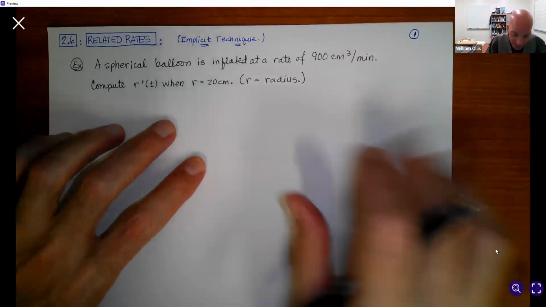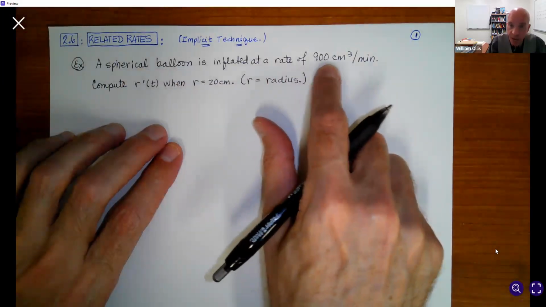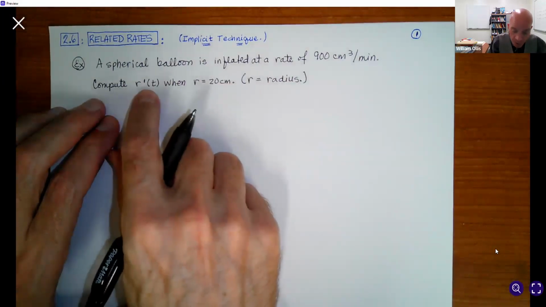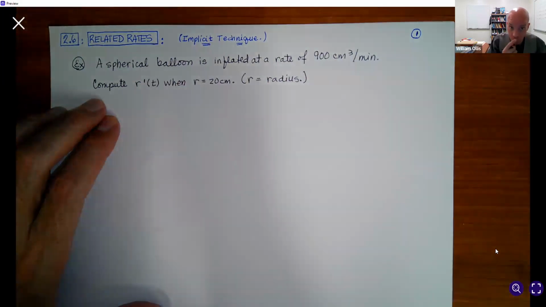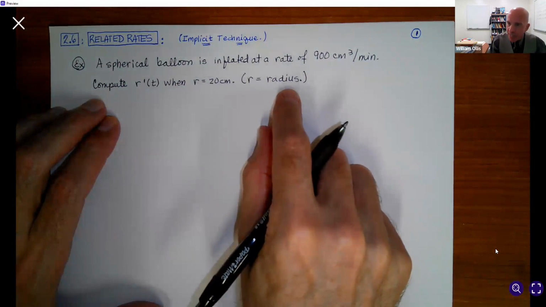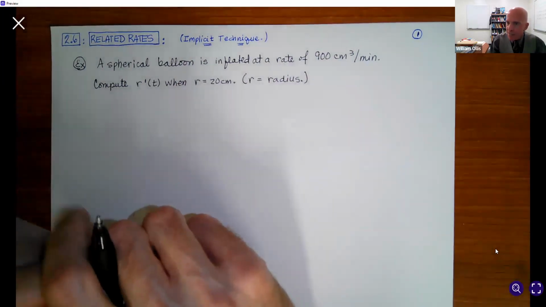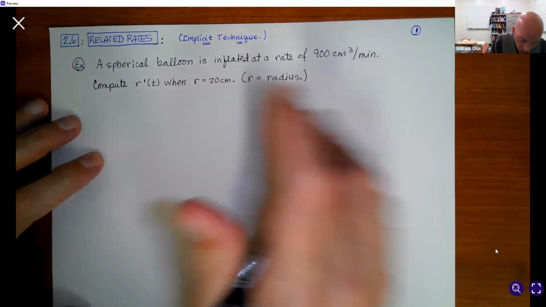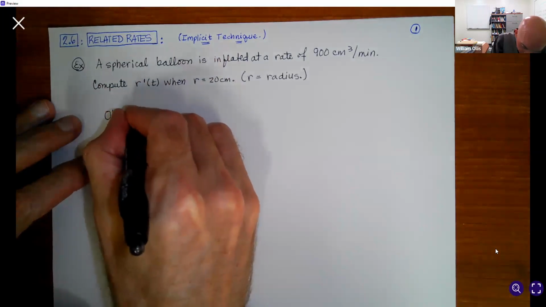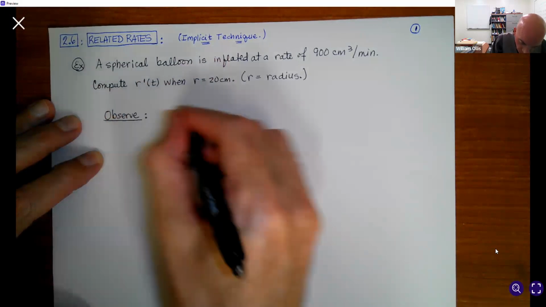So now what we see, we have a spherical balloon inflated at a rate of 900 cubic centimeters per minute. And we're asked to compute R prime when R is equal to 20 centimeters. Now, R here, we're considering that to be the radius. So we will try to use variables that make some kind of sense as to what they represent. So what we observe here is that the formula from geometry will be used.